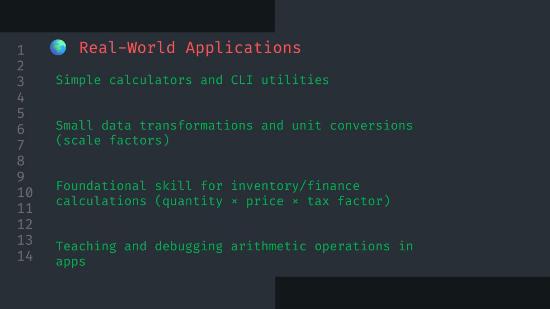Multiplication of user inputs appears in many practical places. Calculators, pricing engines, which is quantity times unit price times tax or discount factors, and data processing steps. This exercise builds a pattern for reading user data, computing results, and presenting them cleanly.